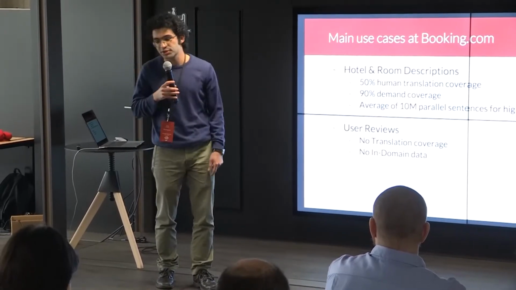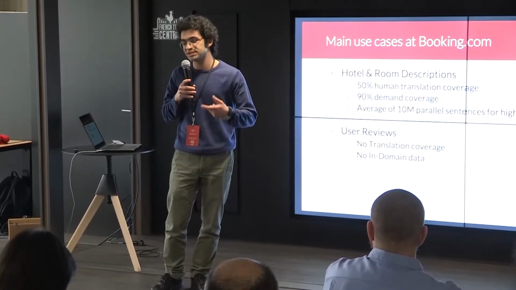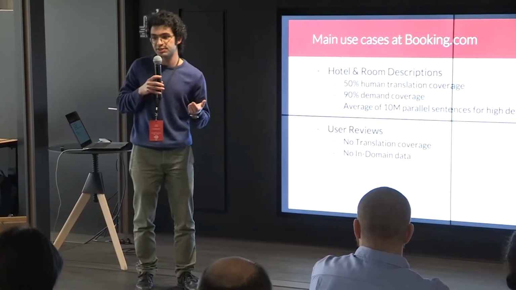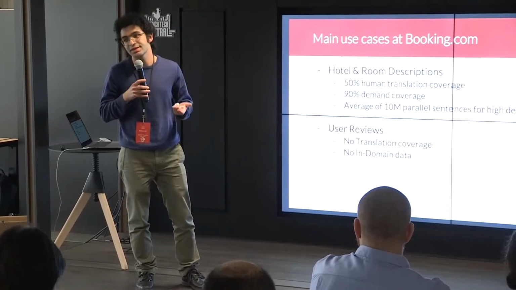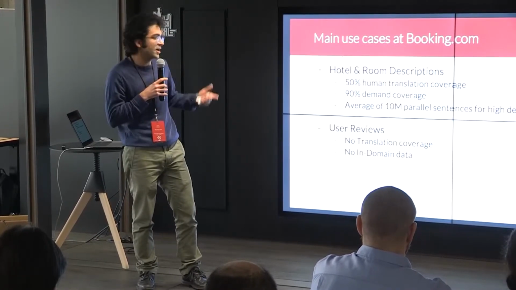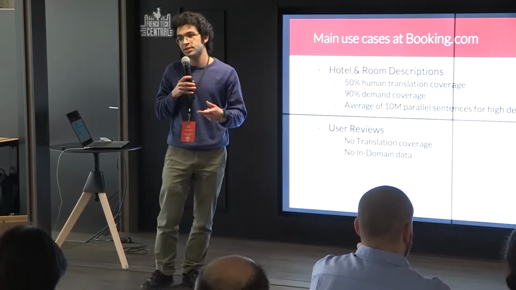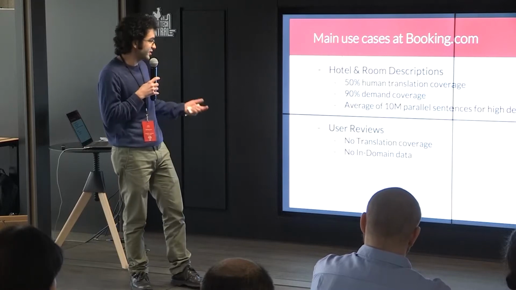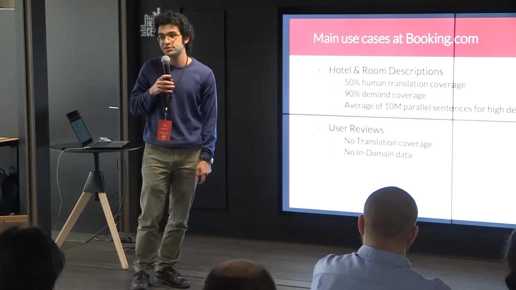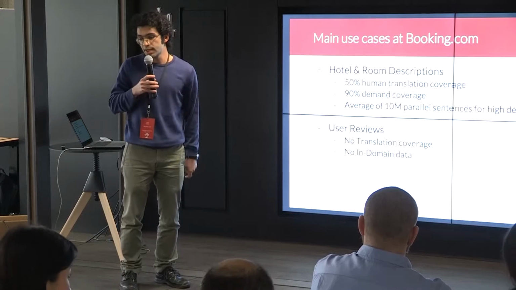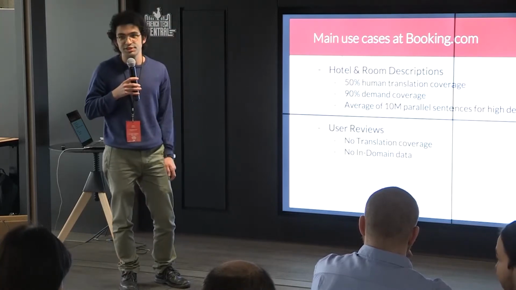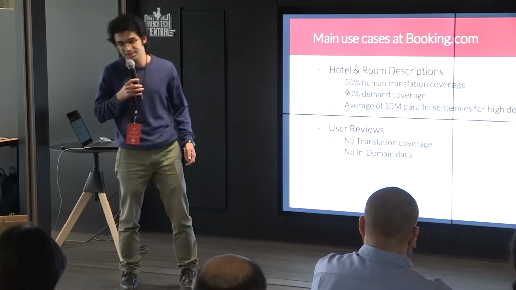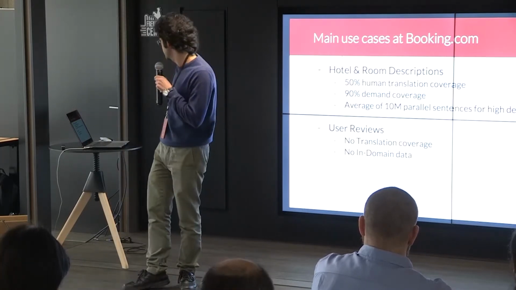Our translation memory for those languages is mostly dominated by hotel and room descriptions. For high demand languages, we have on average 10 million parallel in-domain sentences. Another use case is user reviews, where we don't have any translated content at all. No human translations are available, so basically no in-domain data, and we needed to tackle this in different ways.